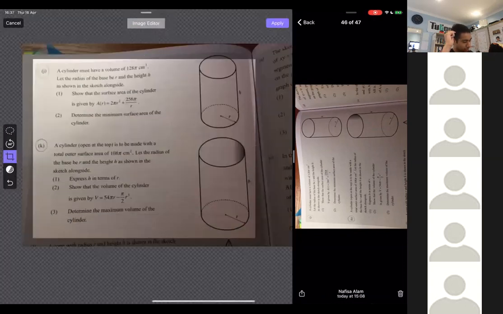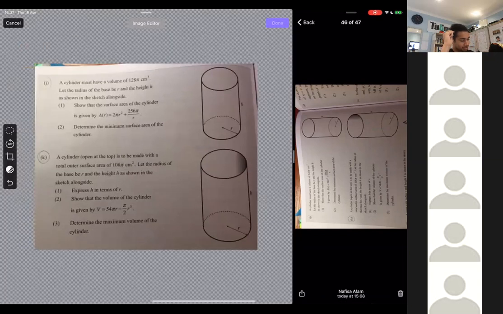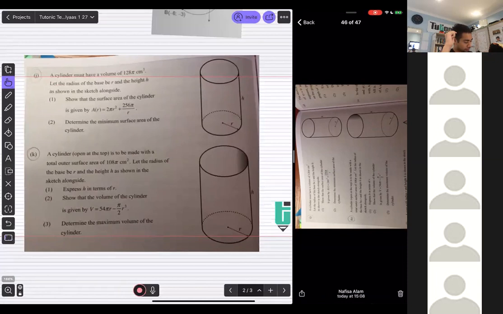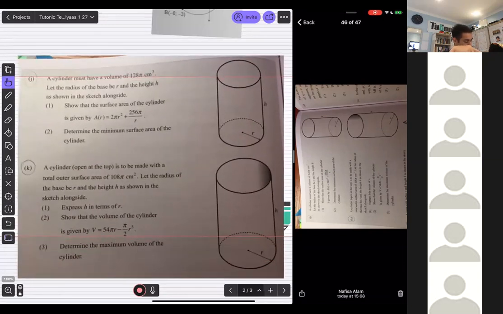So this is also optimization. When it comes to optimization, I want you to watch these concept videos, and I also want you to watch the bank videos. Do you guys all know how to get to the bank? We sent the link. Okay.